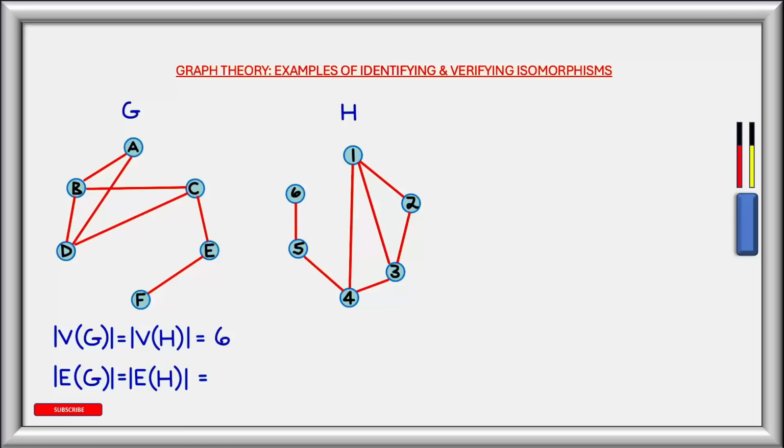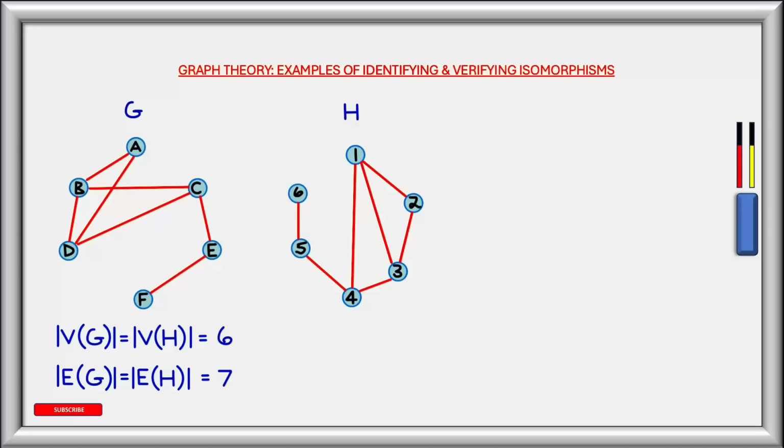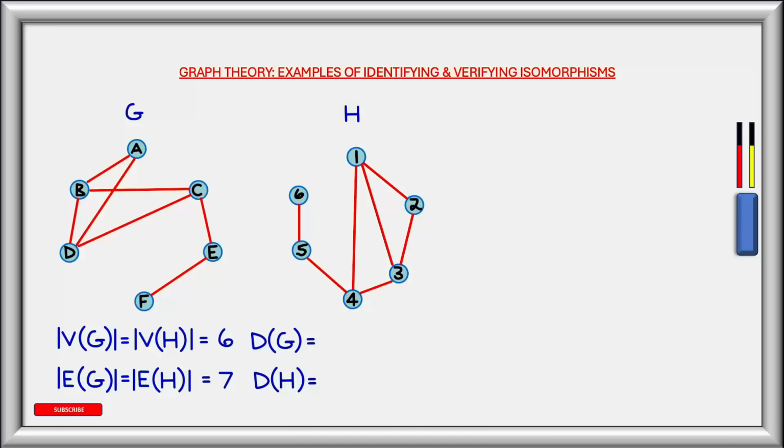And moving on to the number of edges, these also have to be equal in number in each graph. So in graph G, we have 1, 2, 3, 4, 5, 6, 7 edges. And in graph H, we have 1, 2, 3, 4, 5, 6, 7 edges. Each graph, therefore, shares an equal number of edges. Next, moving on to degree sequence. In graph G, vertex A has a degree of 2, B has a degree of 3, as it has 3 edges, C has a degree of 3, as it also has 3 edges, and D has a degree of 3.